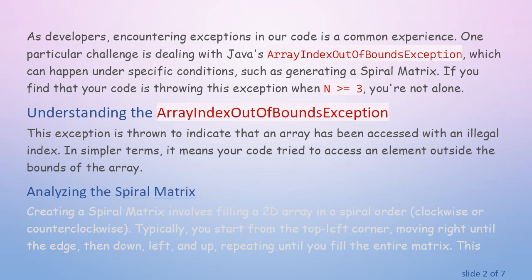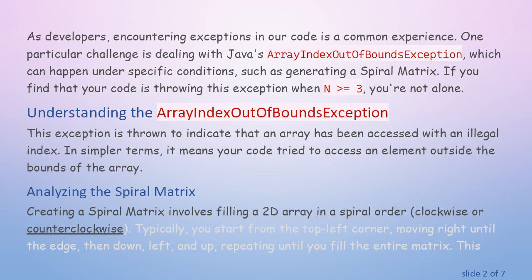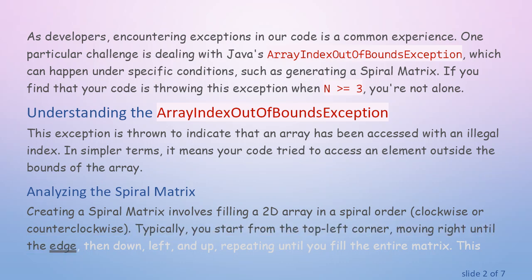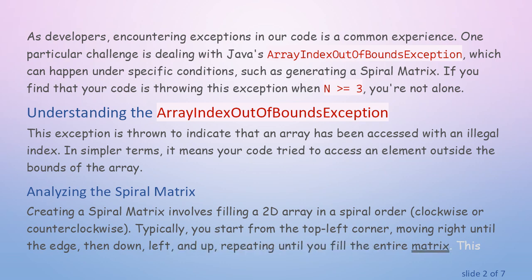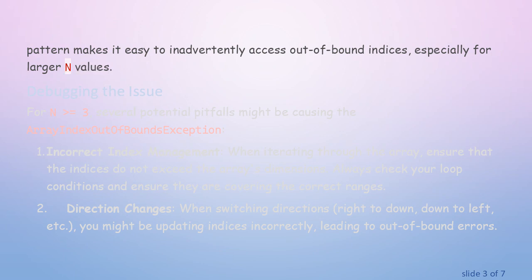Analyzing the spiral matrix. Creating a spiral matrix involves filling a 2D array in a spiral order, clockwise or counterclockwise. Typically, you start from the top left corner, moving right until the edge, then down, left, and up, repeating until you fill the entire matrix. This pattern makes it easy to inadvertently access out-of-bound indices, especially for larger n values.